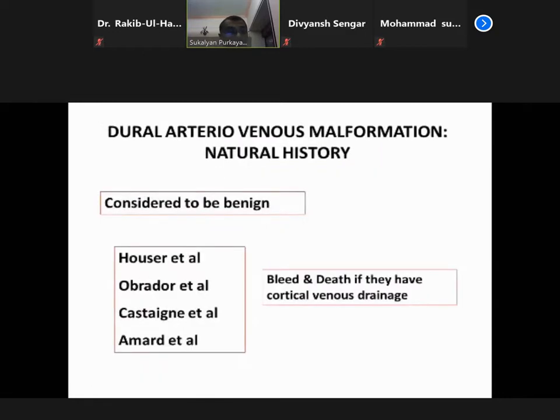Now, it is usually considered to be a benign lesion unless it really drains into the cortical veins, and there is real venous hyperpressure in the whole system, which can give rise to very early obtundation and seizure, decreased mentation, and death if it is not treated very early. I'll show you a couple of cases of that.